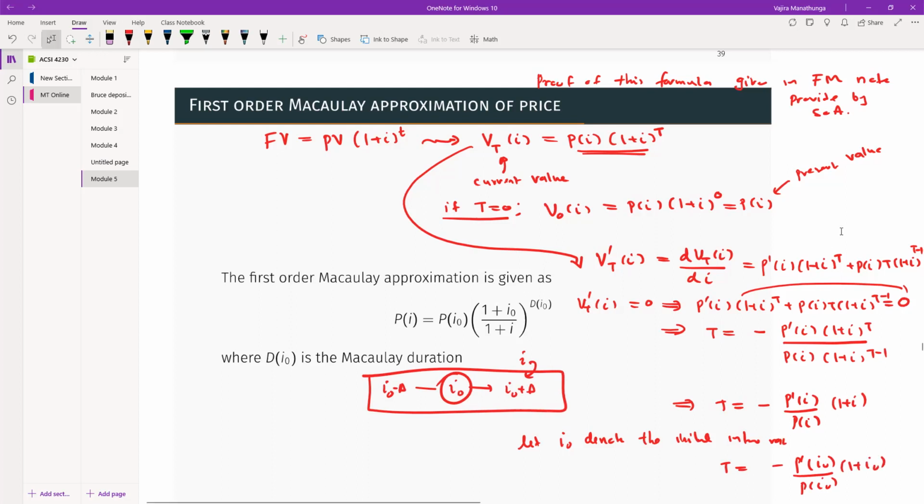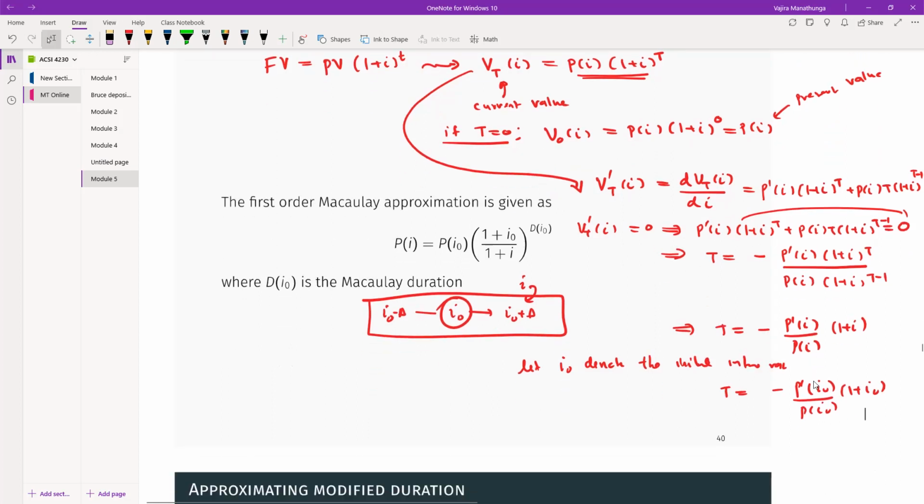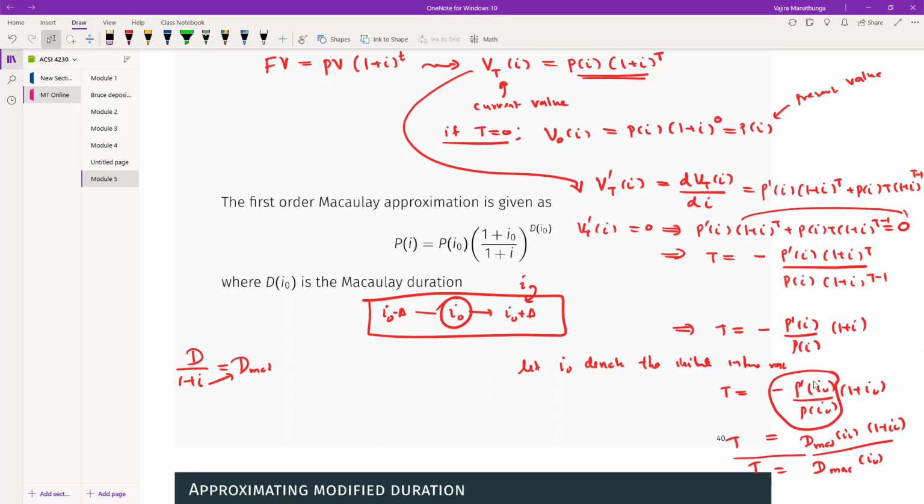So you can see right away, this is modified duration. So I have modified duration at I naught times 1 plus I naught. We know that the relationship between Macaulay and modified duration is this. So when you cross multiply, it's basically D Macaulay at I naught. So we get this formula.